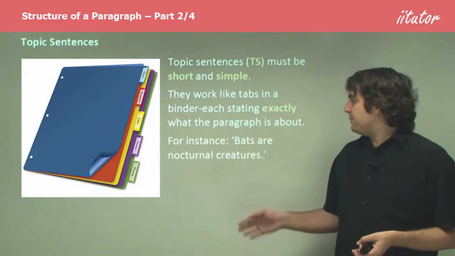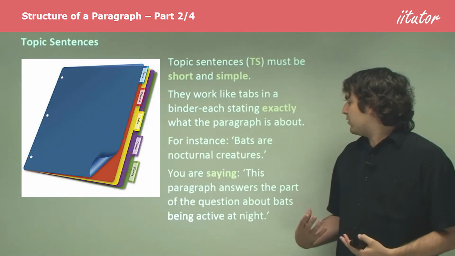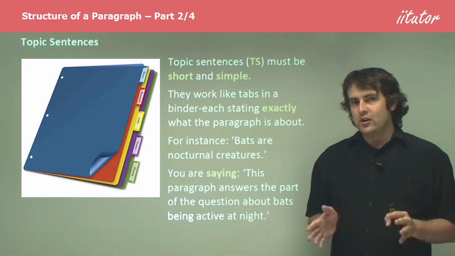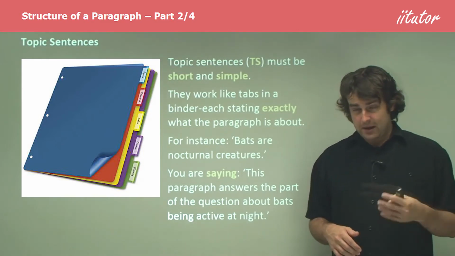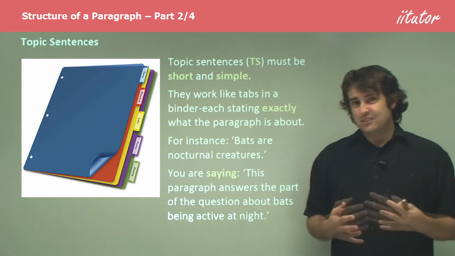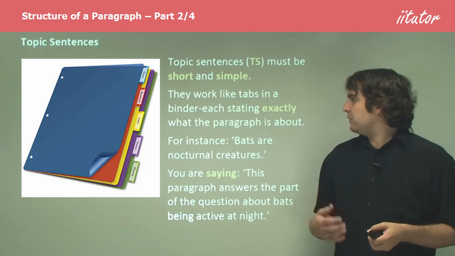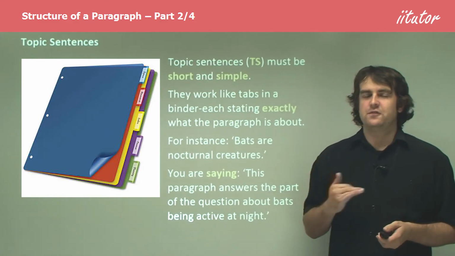An example of this might be, for instance, bats are nocturnal creatures, which is essentially saying, this is a paragraph that answers the part of the question about bats being active at night. If you've got a question asking for that, then that introduction to your paragraph about bats being nocturnal is basically straight to the point. And this is what a topic sentence is trying to do. It's something which is discussion and things that trail on from that should be trying to justify your topic sentence.